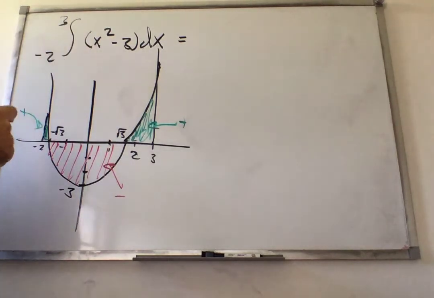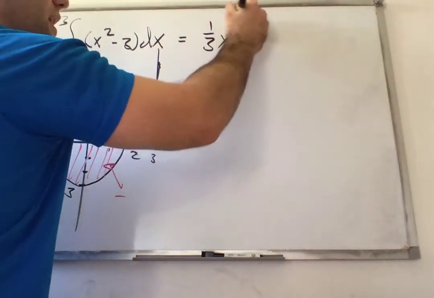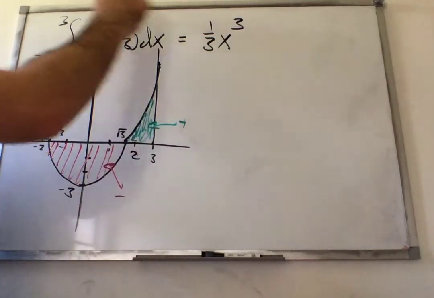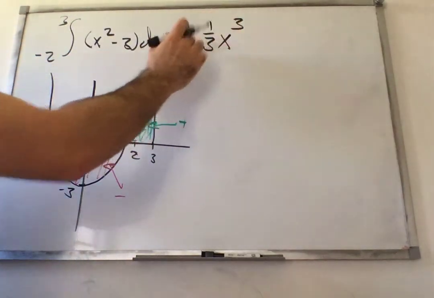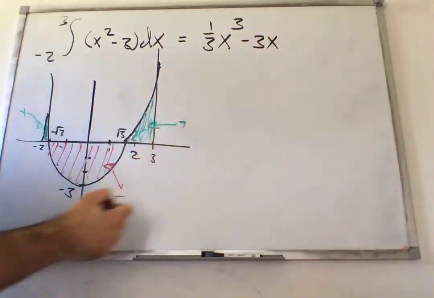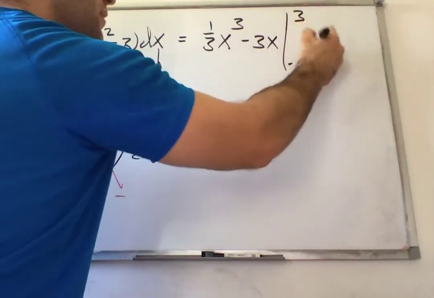So let's go ahead and integrate this. So x squared, the integral of x squared is 1/3 x cubed. Just undo the power rule. Go up 1 power. Go up to a 3. Divide by this number. So that's where you're getting the 1/3 from. Minus 3x evaluated from -2 to 3.